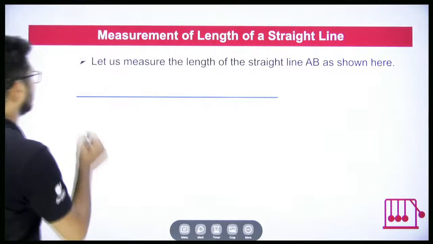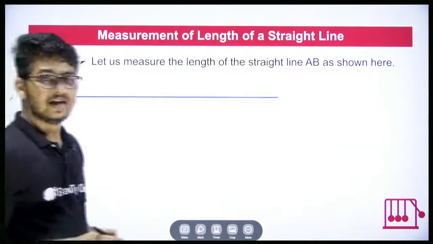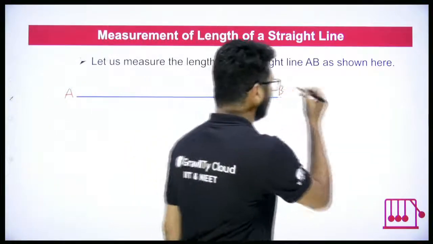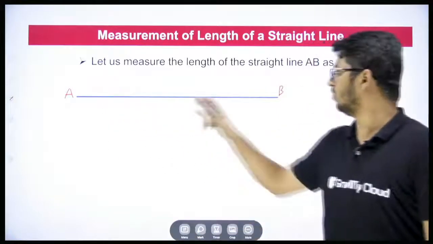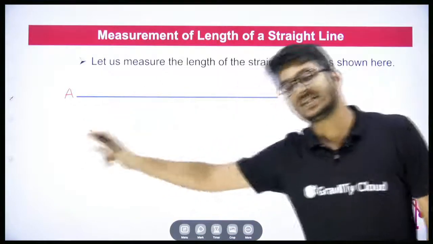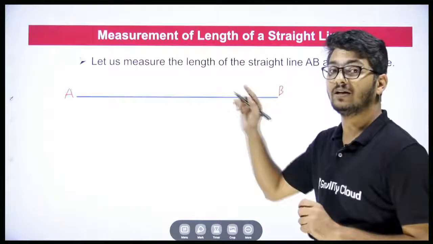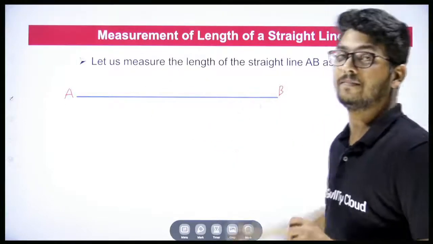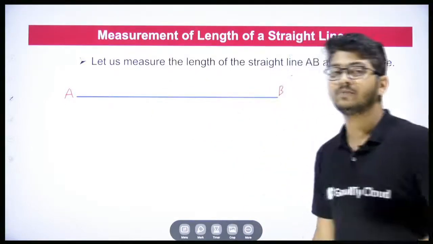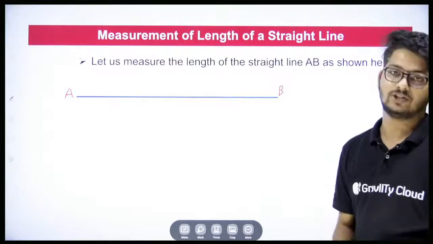So let's say you have a straight line. I'll call one end A, the other end B, and as you can clearly see, this blue line is straight. So it's a straight line. Now we have to measure the length of this straight line using a ruler. So what is the proper procedure?